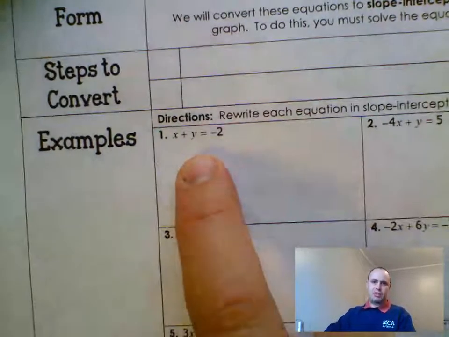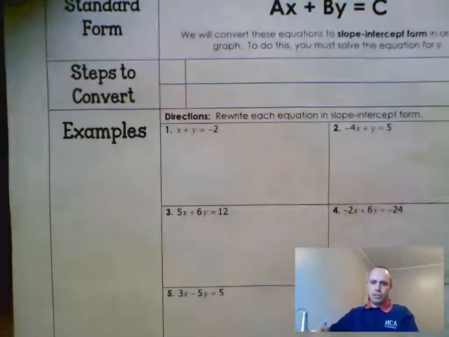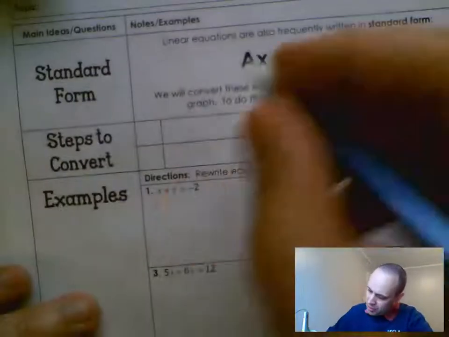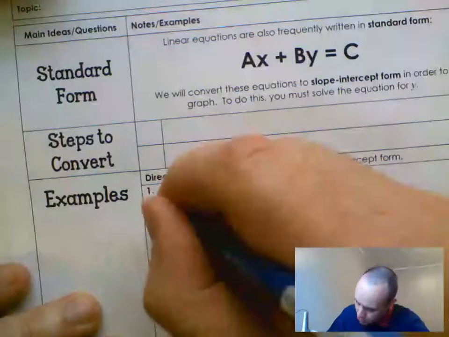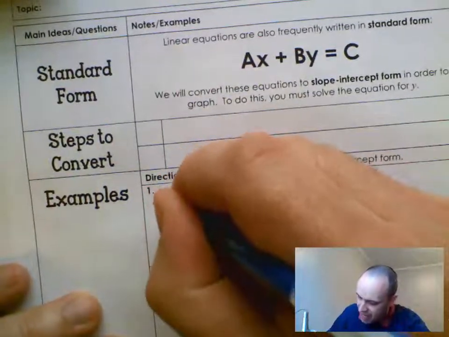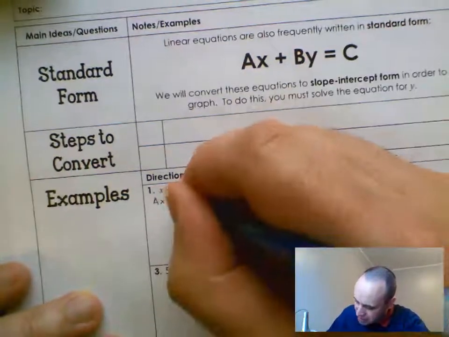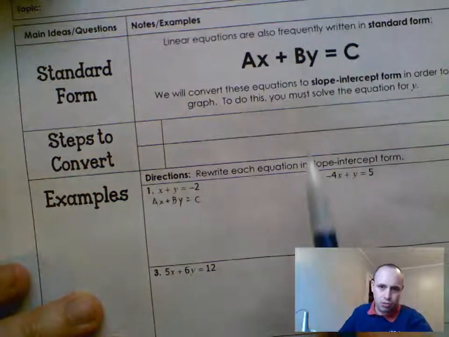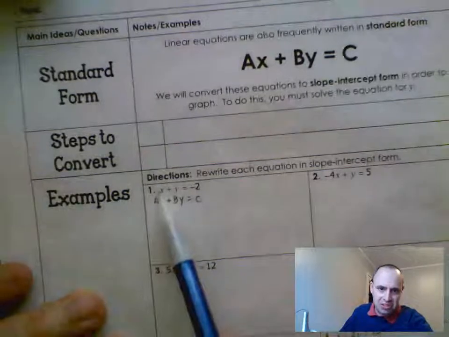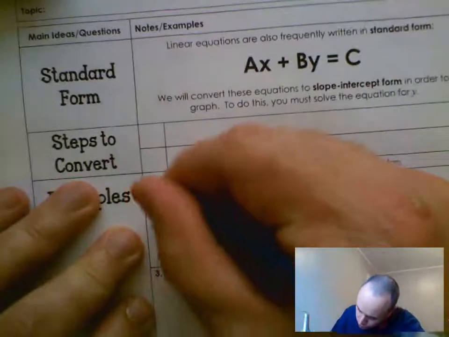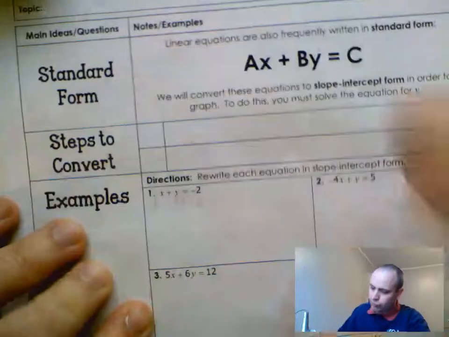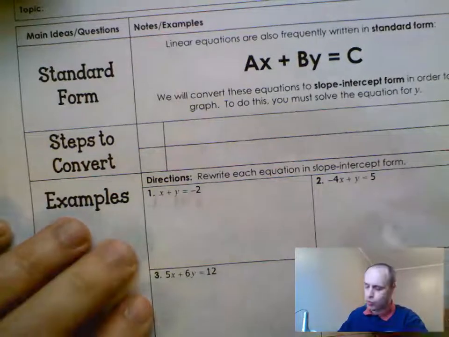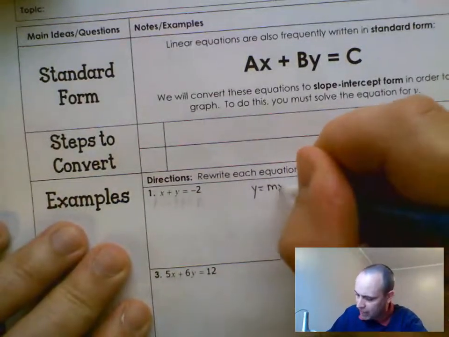Let's look at number 1. Number 1 says x plus y equals -2. The directions say to rewrite each equation in slope-intercept form. Remember that this right now is in standard form. We have something x plus something y equals something, and we want to get it into y equals mx plus b.